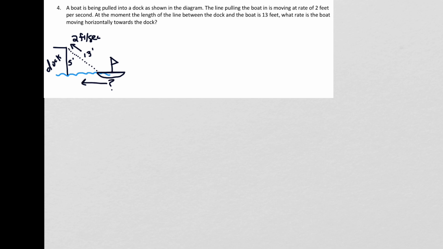So I am going to draw a right triangle. I'm going to label this as y, which I know is always 5. I'm going to label this as x. It's changing. I'm going to label this one as z. Some people use h here for hypotenuse. Either one's good. What I want to also say is z prime, or dz over dt, is equal to -2.